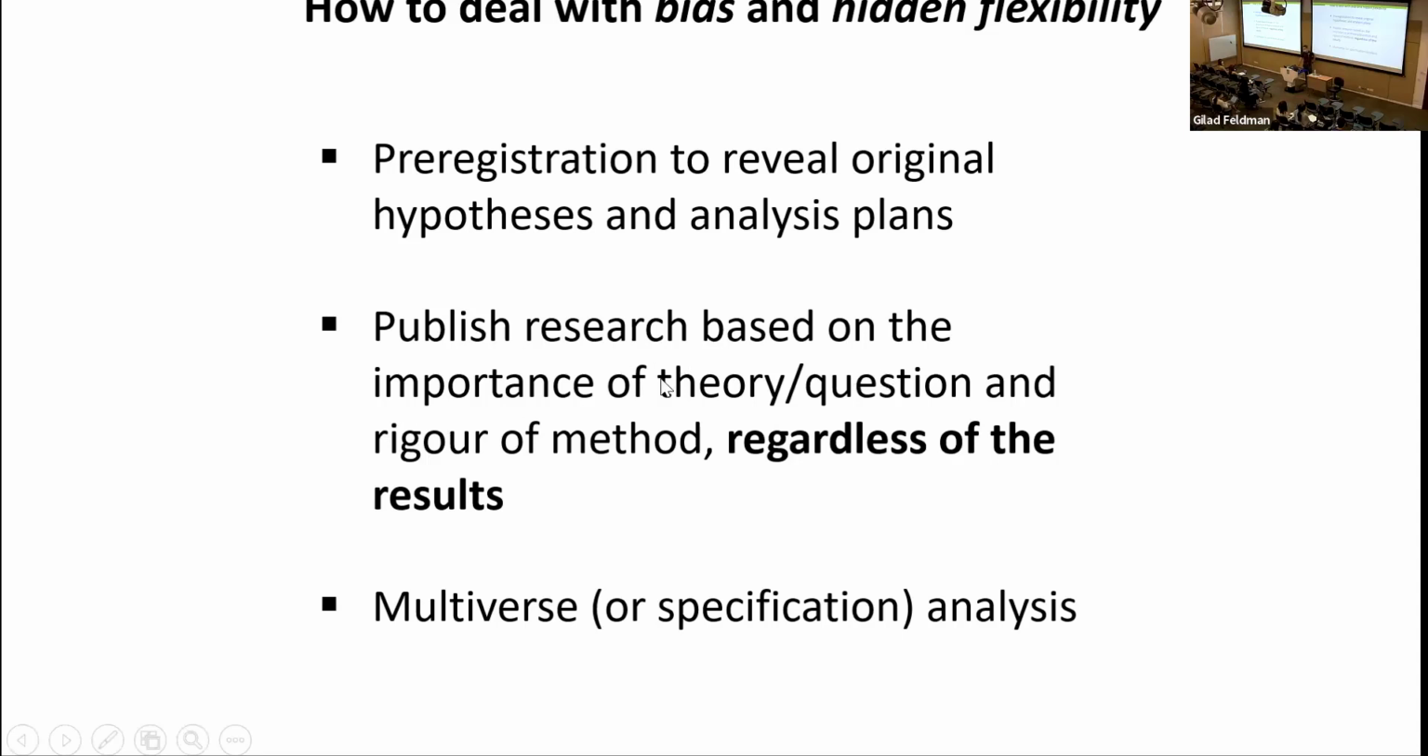We need to publish research based on the importance of the theory in question and rigor, regardless of the results. So we shouldn't take the results into consideration. We should publish all of the paths that we've explored, not just the one that led to a p-value lower than 0.05.